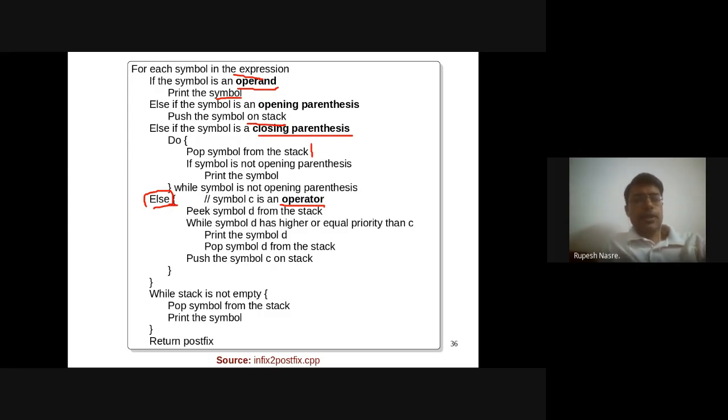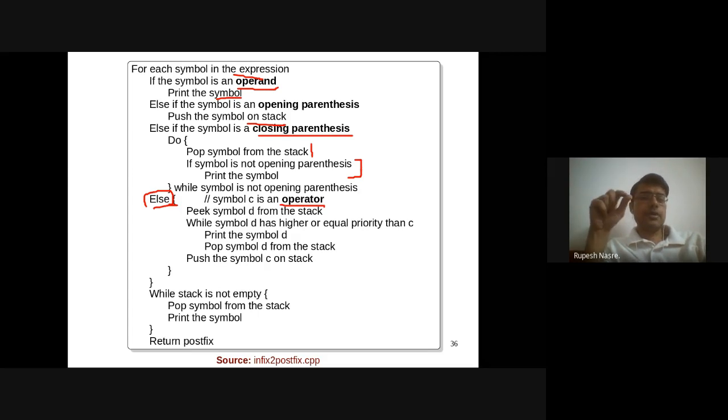So this particular do while loop makes sure, otherwise you will just have to pop two symbols from the stack and so on. So that is another way in which this can be done. So we pop the symbol from the stack. If the symbol is not opening parenthesis, then print the symbol. So essentially you are just popping out the elements and printing those. This will also work for expressions like a plus b plus c inside parenthesis, but we are saying that the original expression is fully parenthesized.